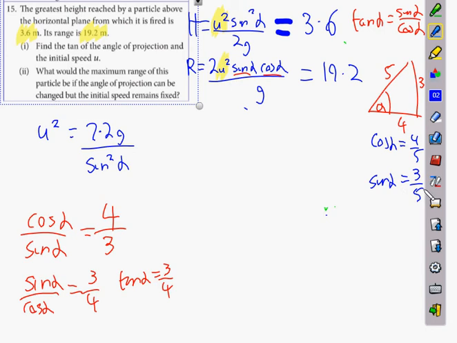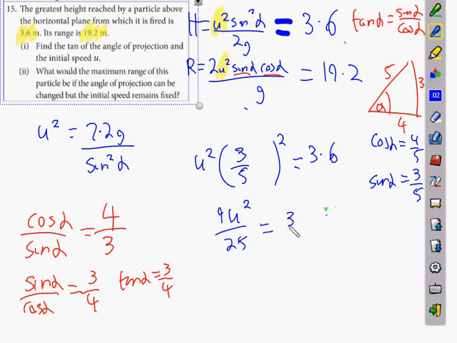I'll probably use the first one, the H one. So we're going to get u squared multiplied by sine squared alpha. Sine squared alpha is 3 over 5 squared, and that will equal 3.6. 9u squared over 25 equals 3.6. Will somebody get 3.6 multiplied by 25 and then divided by 9? So what do you get? 10? Or 100 and then root 10? Which one?